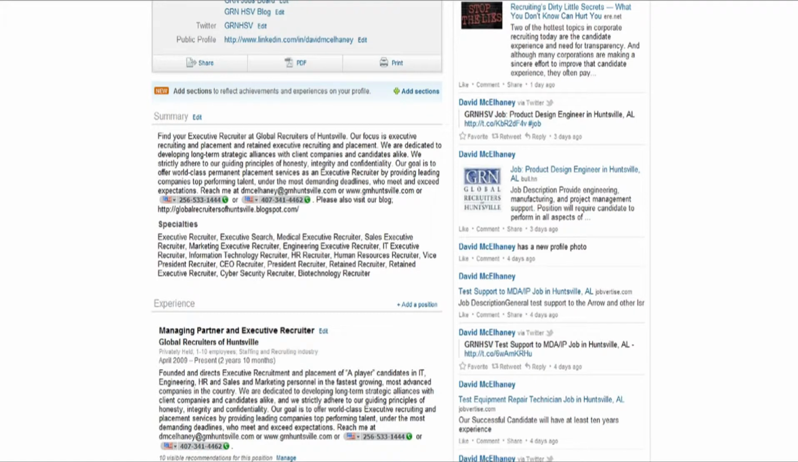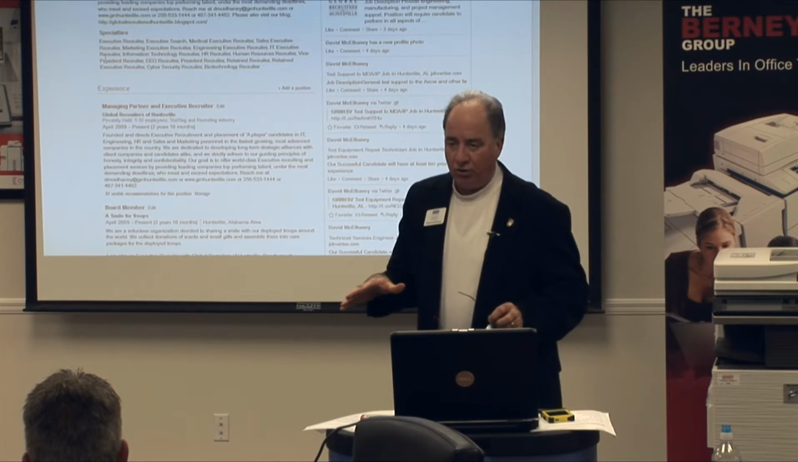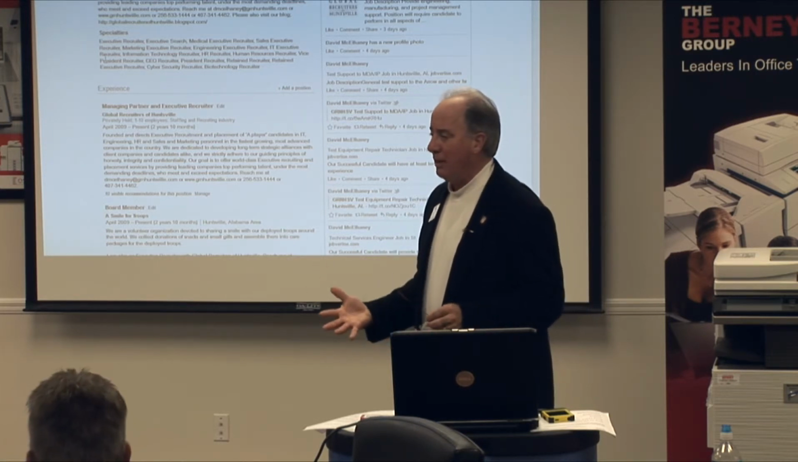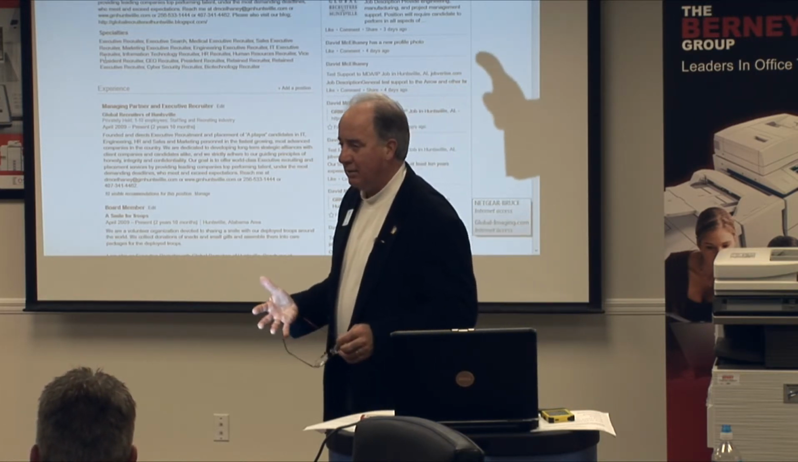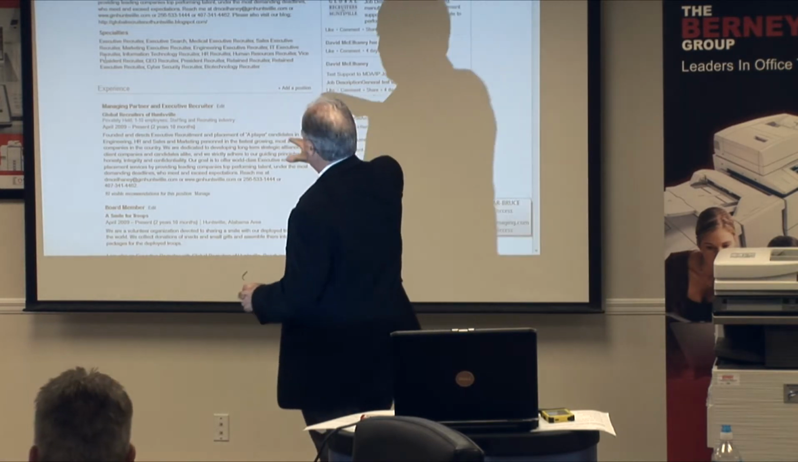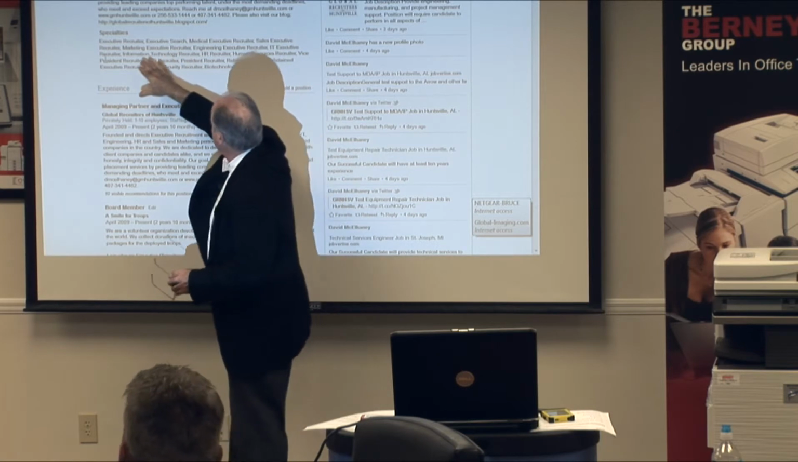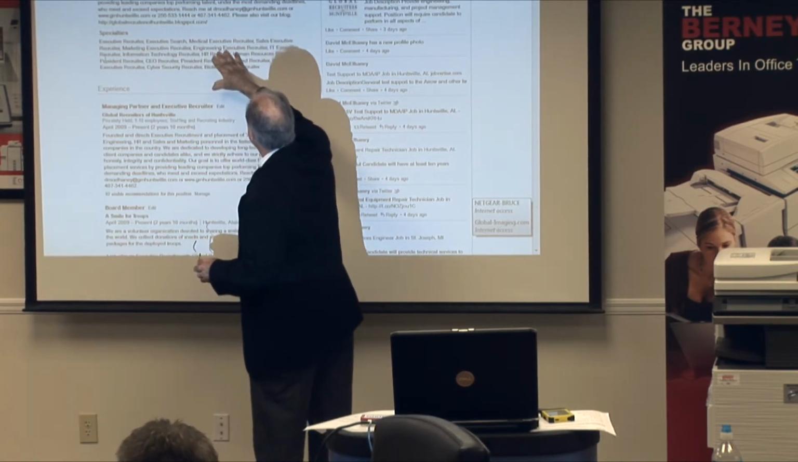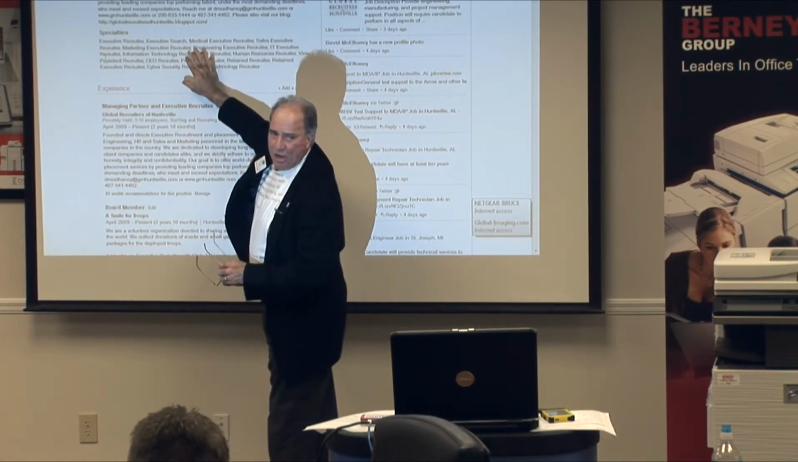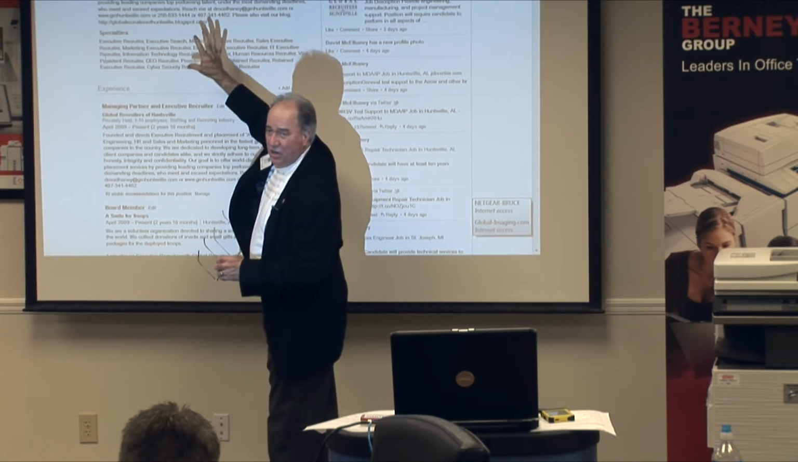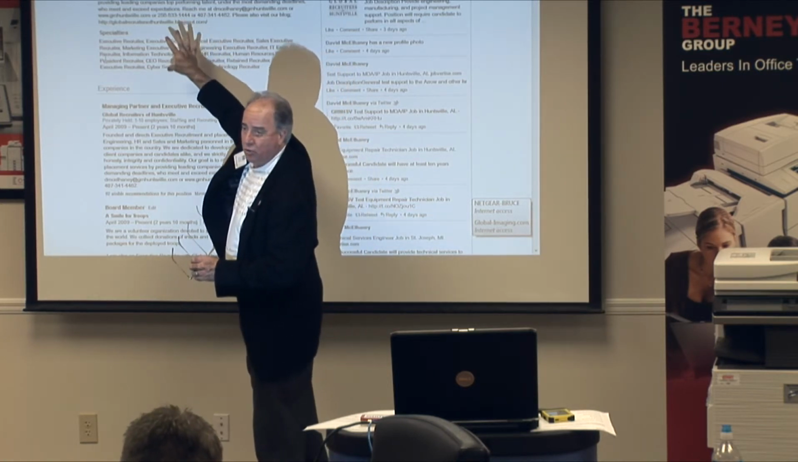Now, back up to the main section of your profile, which is the summary section. You'll notice this section here called Specialties. Think about this as a Google search. What words are people going to use to look for you or your company? In my case, you can see executive recruiter, executive search, medical executive recruiter, sales executive recruiter, marketing executive recruiter, engineering executive recruiter. Anybody not know what I do? Think about these as Google search words.